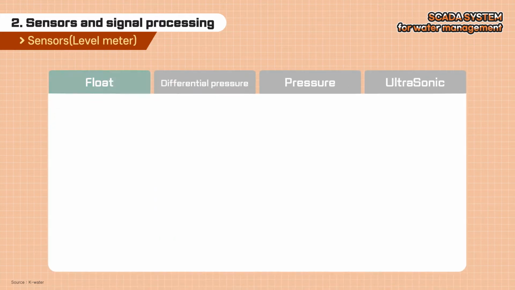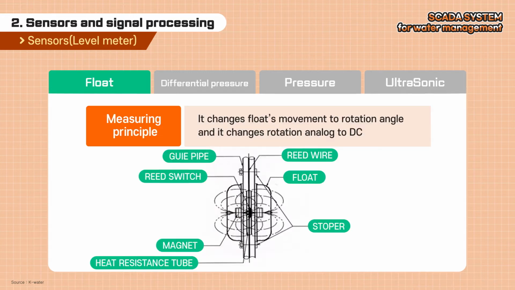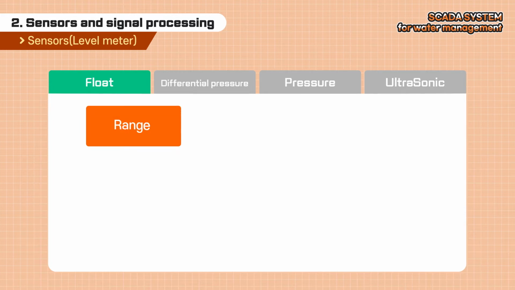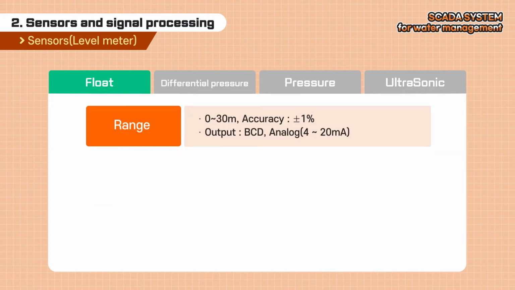Let's look at sensors and signal processing. First, sensors. There are several types of level meters that measure the water level in various ways at the waterworks. Among them, a float level gauge is the most commonly used level meter, and its measuring principle is to convert the analog signal of the float sensor's movement into a DC signal to measure the water level. The range is 1% or so, and the signal can be transmitted through a BCD or analog output.